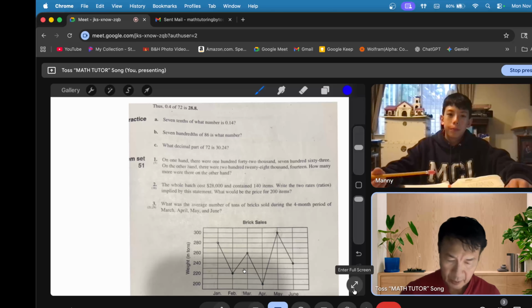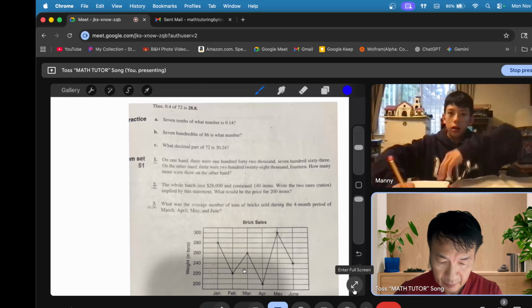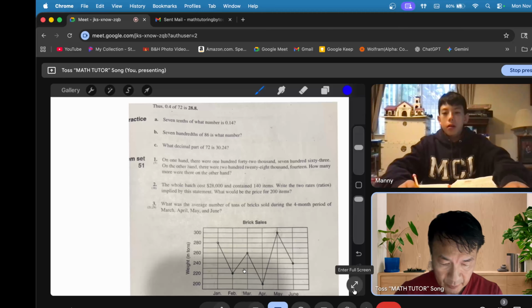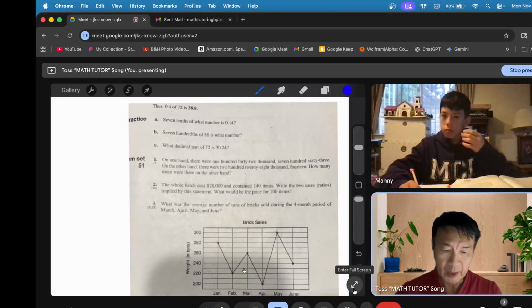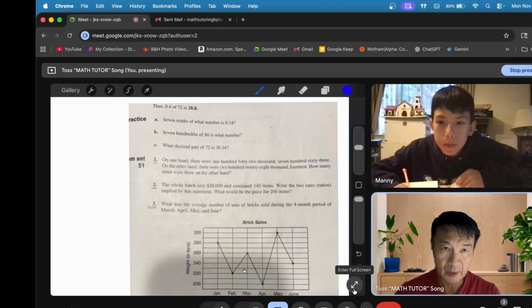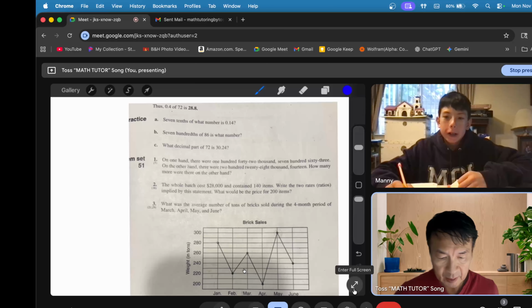Okay, I guess we'll go from the top here. Okay, number one. On one hand, there were 142,763. On the other hand, there were 228,014. How many more? I assume you're okay with this one. Make sure you know which one is the bigger of the two, and subtract.